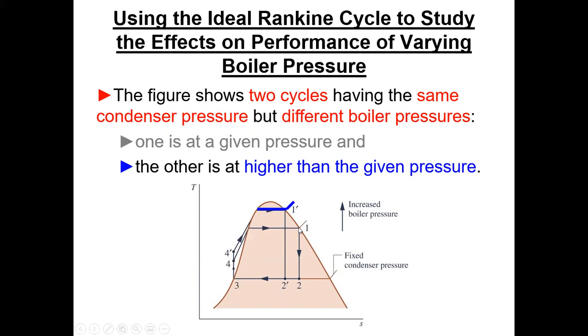So if you can average the temperature across there, it's someplace down low. We have a low temperature here, we get up to saturation, and then it's constant as we vaporize.